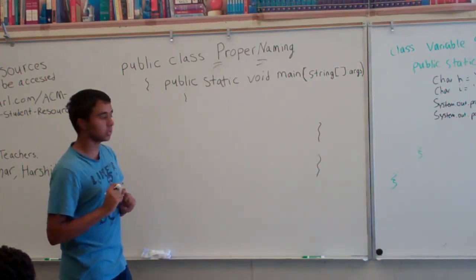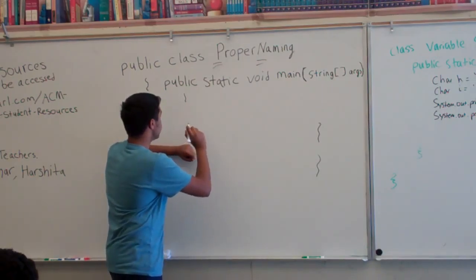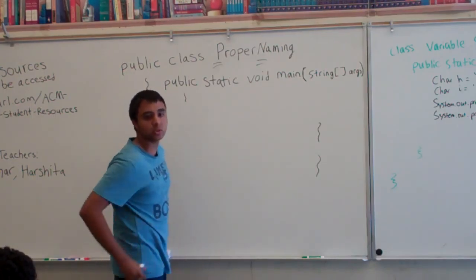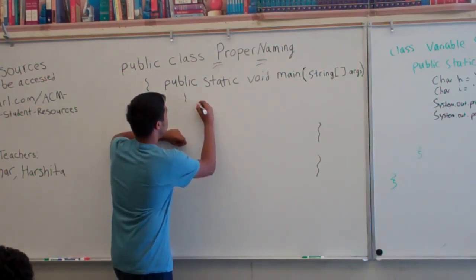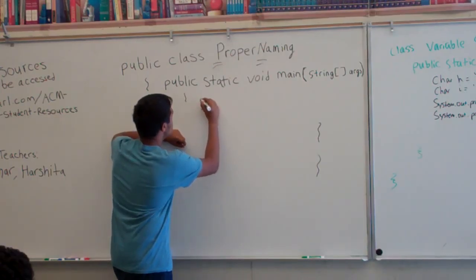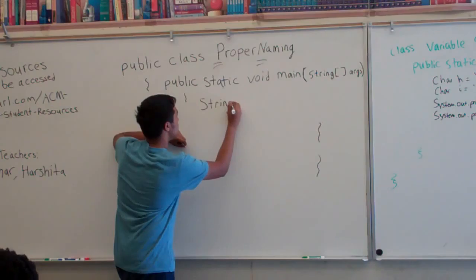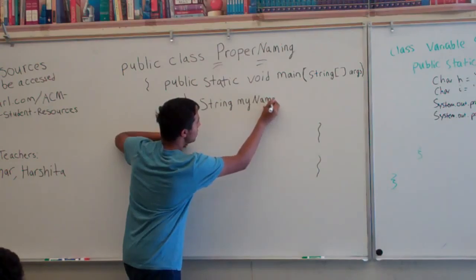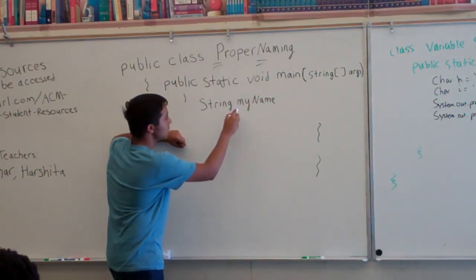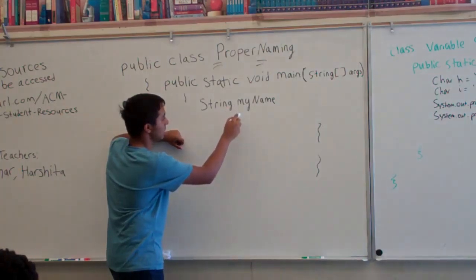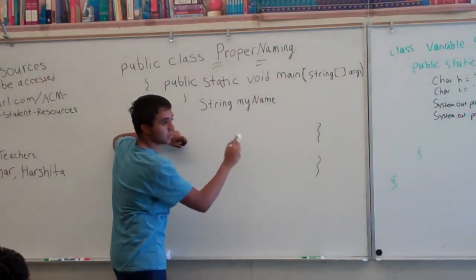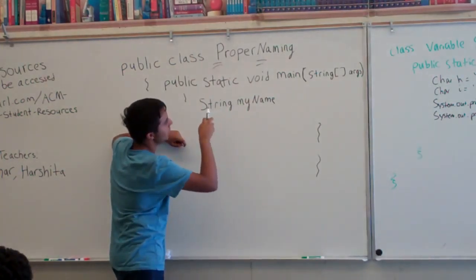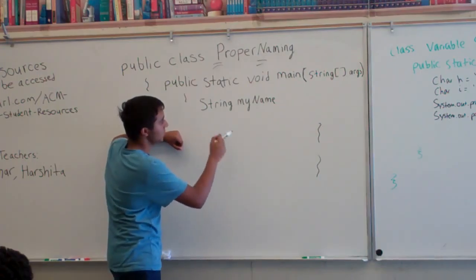So these variables are also called fields. And so the proper naming for these are, so let's say I wanted to describe myself, right? So let's say I wanted to write my name first. So I'll write String, and then I'll write my name. So the proper naming convention for a variable is the first letter of the first word is lowercase, and then the next word and the following words, the first letter for each of those is uppercase.